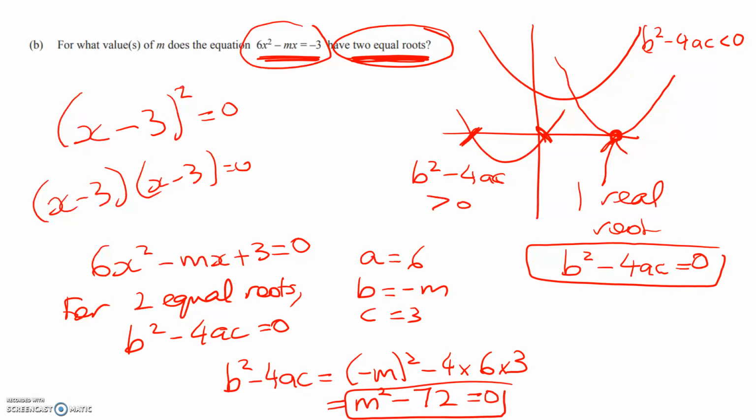So what is m? Well, m squared is equal to 72. m is equal to negative 8.485 or positive 8.485, and I've done that to 3 decimal places.